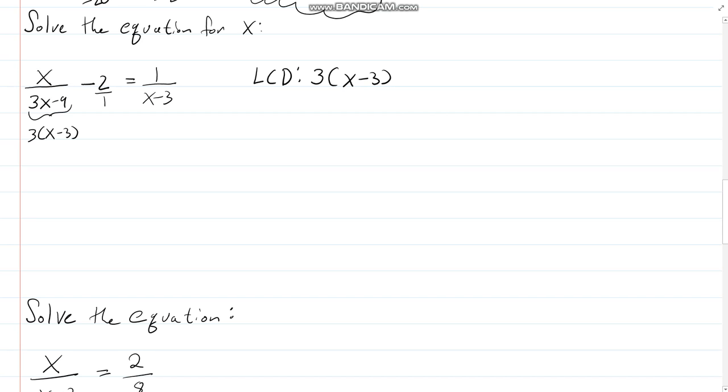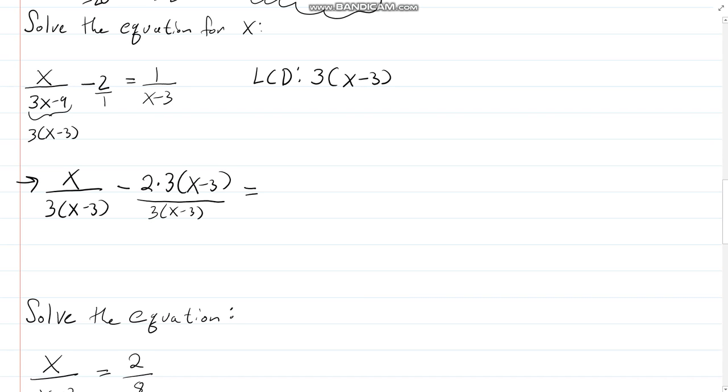All right. Now, what does the 3x minus 9 need? It doesn't need anything. It already has everything going for it, so we'll just have 3x minus 3. Now that negative 2 over 1 is going to need everything, so it's 2 times 3x minus 3, and that would be 3x minus 3.